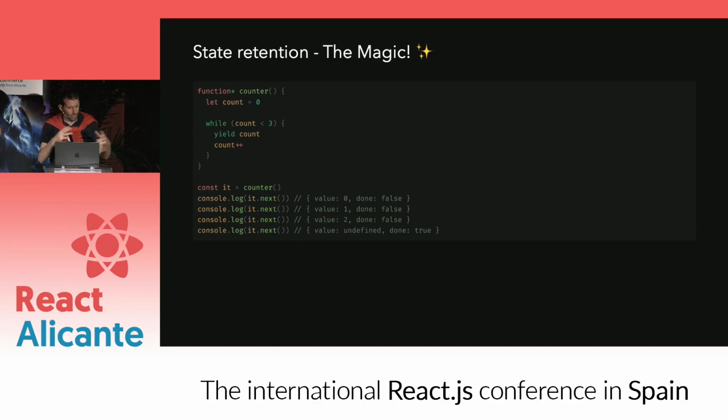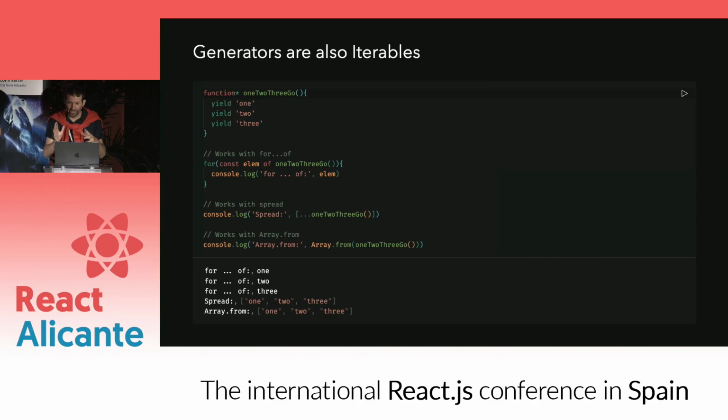And this ability of yielding back control is indeed what I think is one of the superpowers of generators that we will explore today. But again, generators are not just generators, they are also iterables. So what's the difference? Well, an iterable is basically an object that has a Symbol.iterator property method that returns an iterator. But I don't want to care too much about how they are implemented.